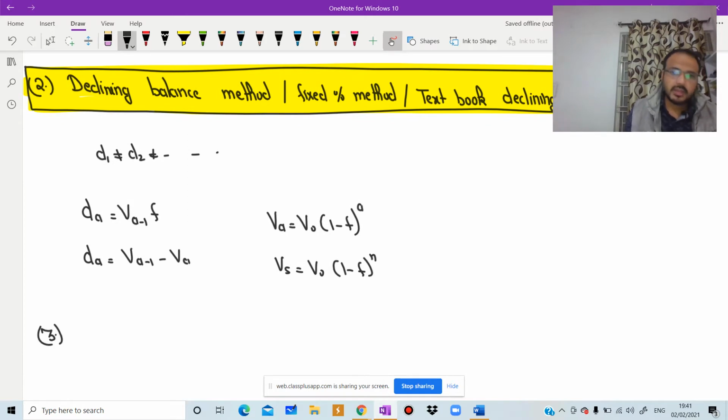But we know that this formula will fail if the salvage value Vs is equal to 0. If the salvage value is 0, then f is equal to 1, whatever the value of N, which means the complete capital will depreciate in a single year. So this is the limitation. That's why we have the double declining balance method.